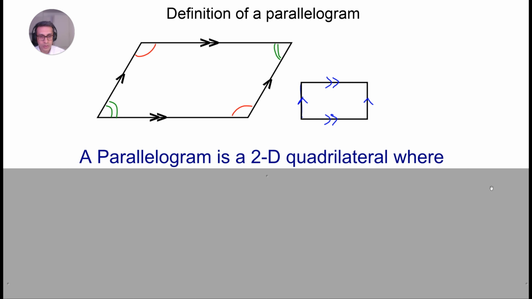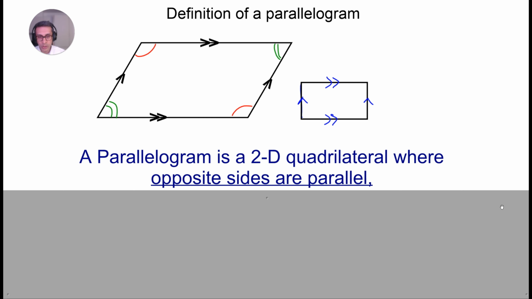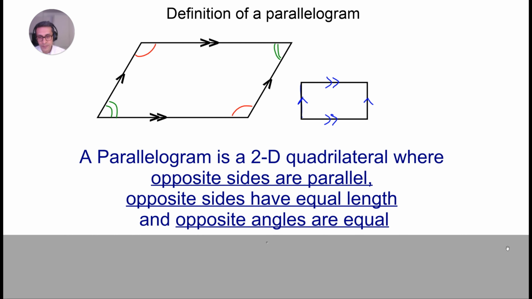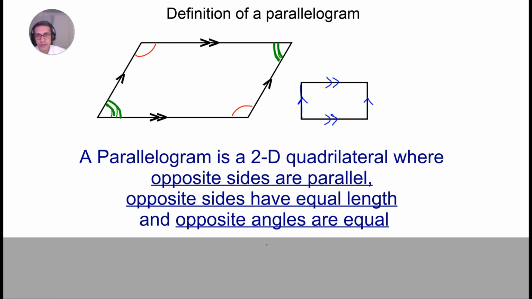So a parallelogram is a 2D quadrilateral where opposite sides are parallel, opposite sides have equal length, and opposite angles are equal. So these have been color coded on the diagram for you, so you can see that angle would be equal to this one, and then the two red angles would also be equal to each other.